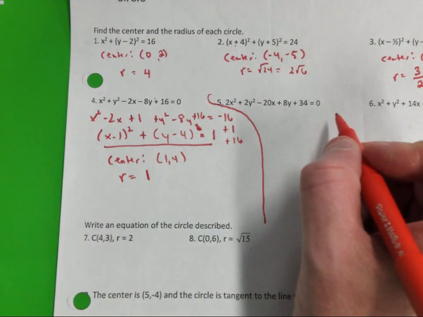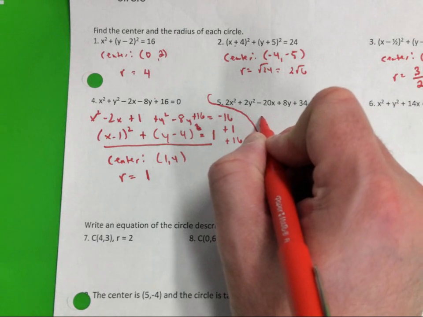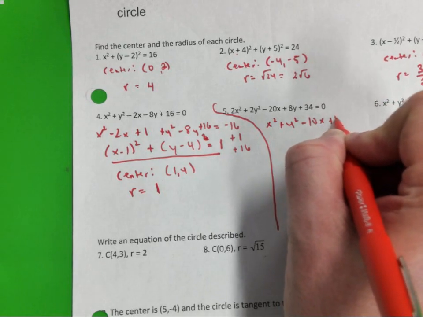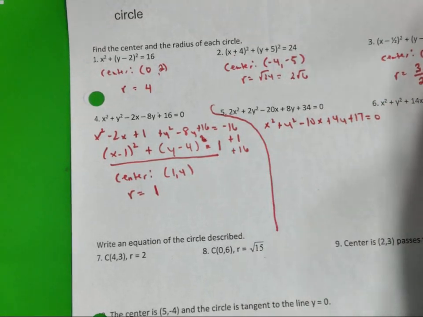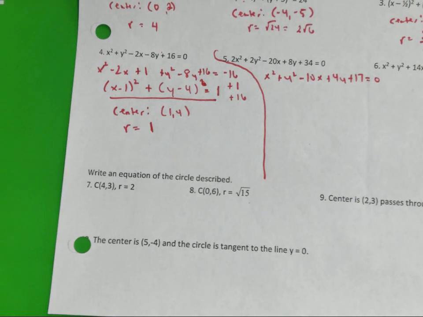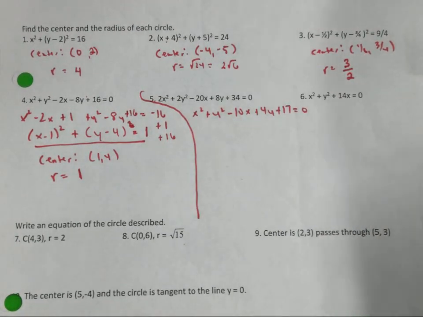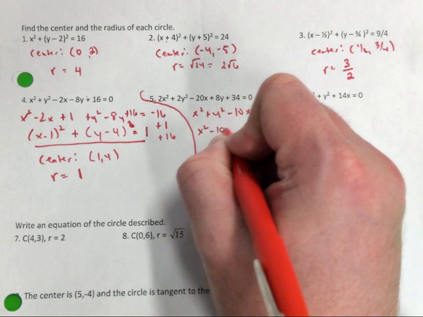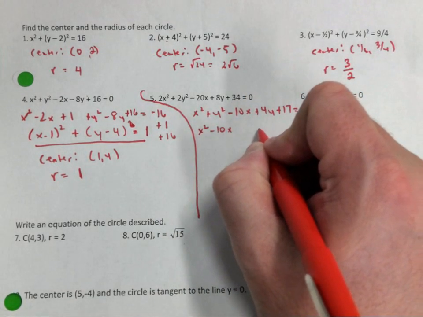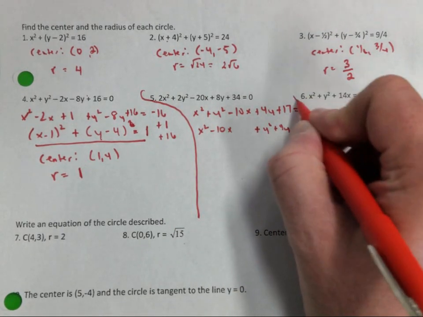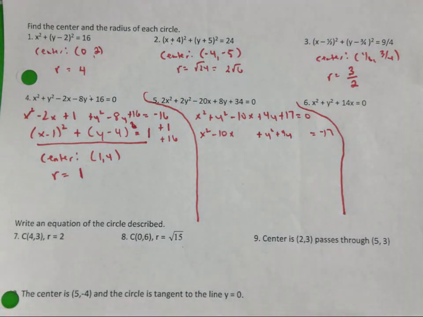so if I divide everything by 2, what am I left with? Everyone, x squared plus... now, I got that. Now I need to group my x's together, don't I? So I have x squared minus 10x. I'm going to leave room so I can complete the square. Plus y squared plus 4y. And I need to move that 17 where? To the other side. So I got negative 17 on the other side.